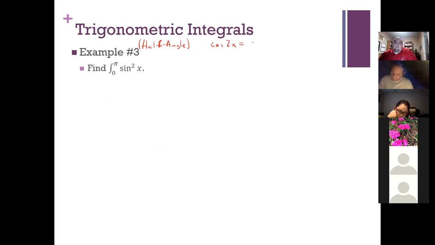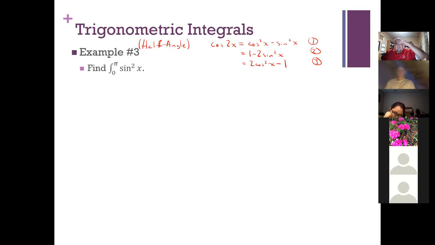So cosine of 2x is equal to... so we have these three different varieties here. And I know that I want to use this to basically transform this integral into something I can work with. So since the double angle identity, cosine 2x, has three different versions, which one of these should I focus on? 1, 2, or 3?